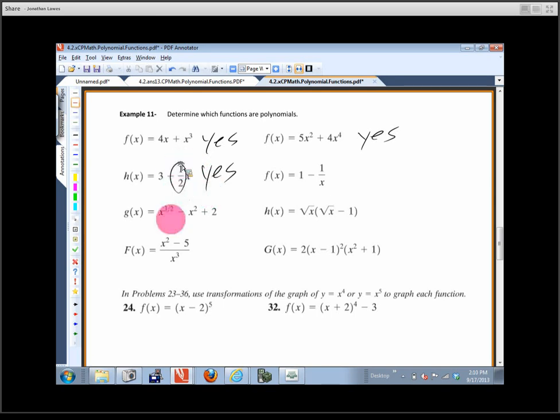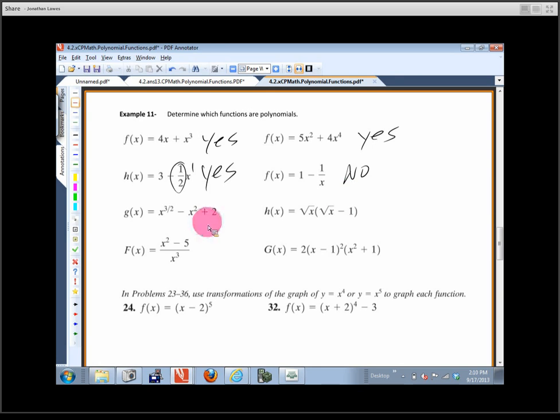Just because that's a fraction, it's the coefficient. Okay. It's okay to have a coefficient that's a fraction. This is not okay. Do you see the big difference between the two of these? This would be x to the first. Technically, this would be negative x to the negative 1. Can't have negative exponents in a polynomial. Okay, so this one here is a no.